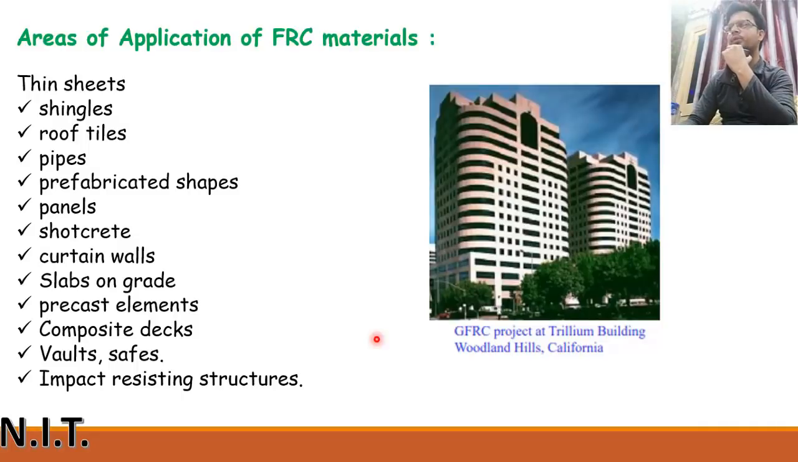Areas of application of fiber reinforced concrete. This is one of the best examples, located in California: the glass fiber reinforced concrete project at Trillium Building, Woodland Hills. Fiber reinforced concrete can also be used for thin sheets, shingles, roof tiles, pipes, prefabricated shafts, panels, shotcrete, curtain walls, slabs on grade, precast elements, composite decks, wall safes, and impact resistant structures. These are the applications where we can use fiber reinforced composite materials.